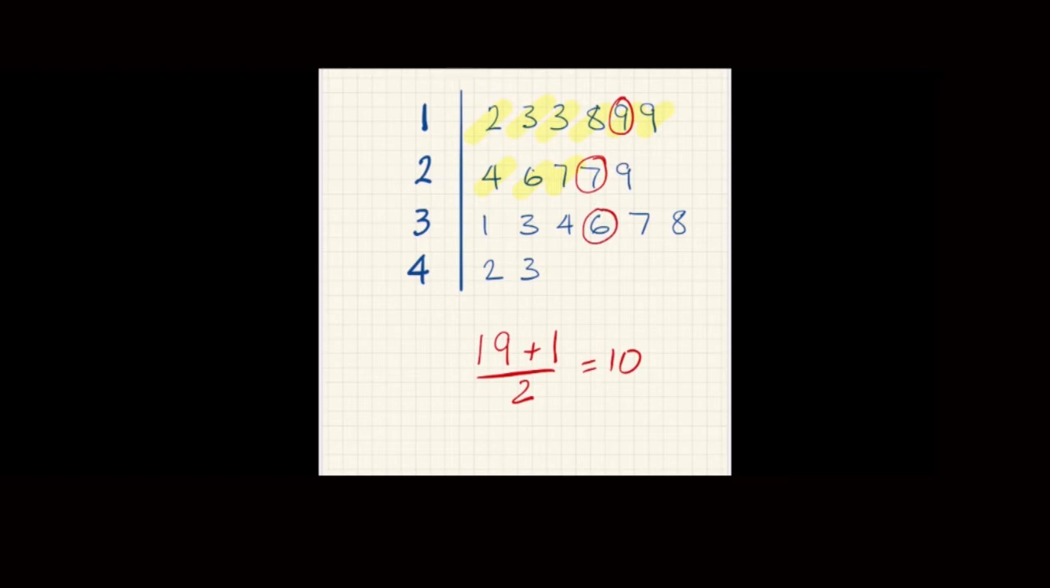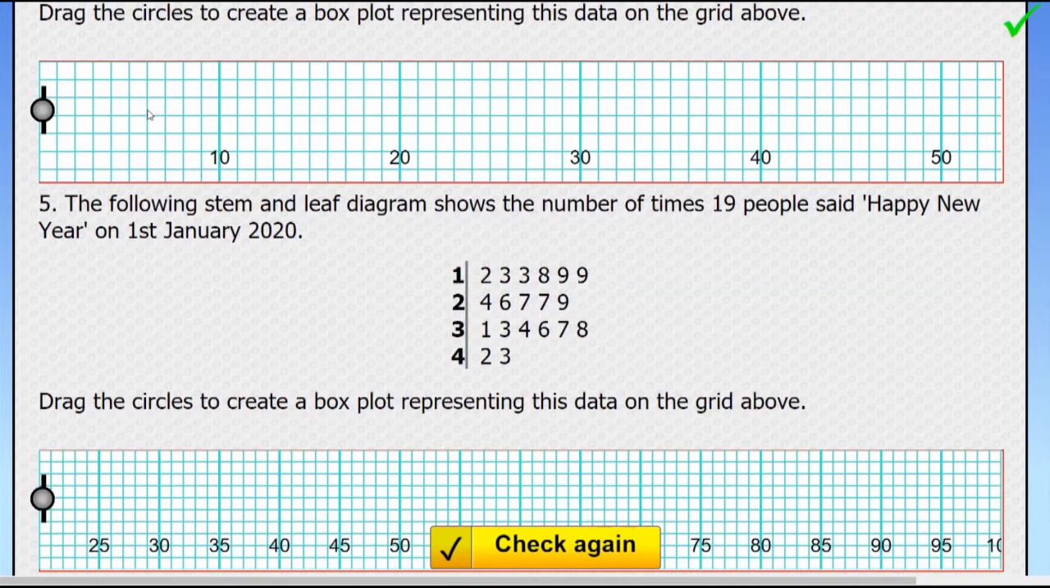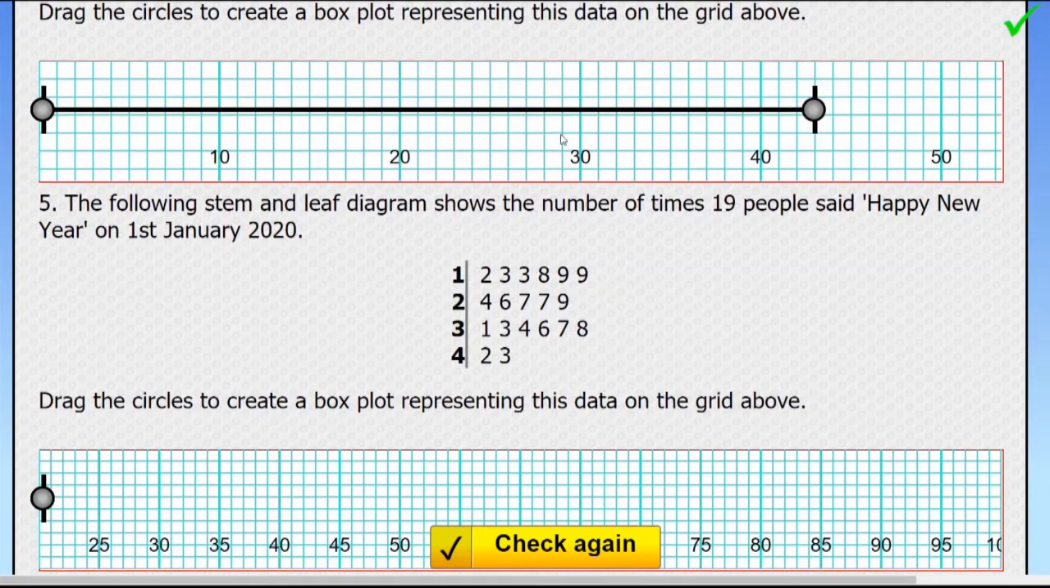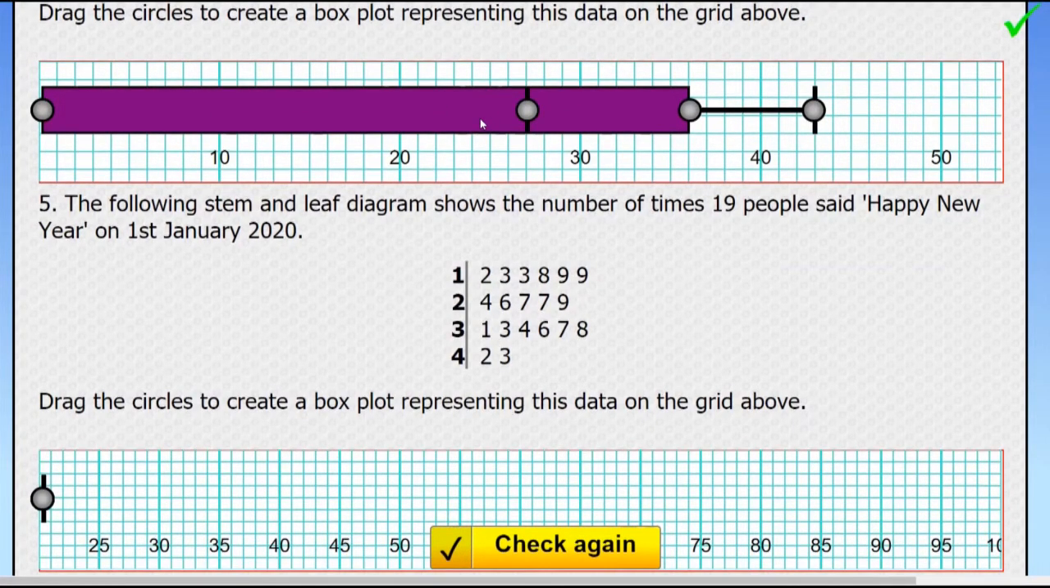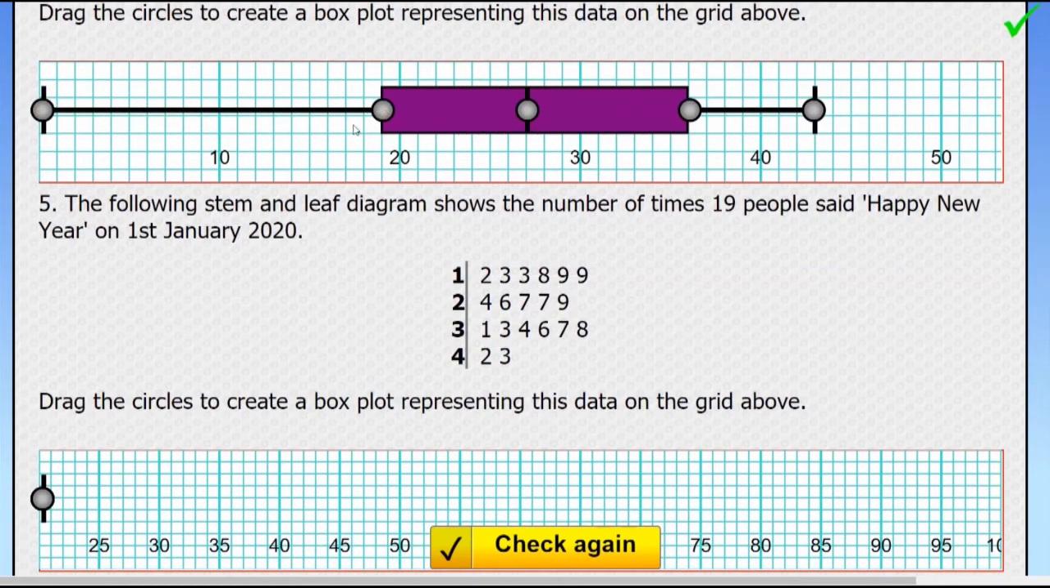So now we can go to our diagram. And we know that the maximum is 43. Then the upper quartile is 36. Then 27 for the median. 19 for the lower quartile. And 12 for the minimum. Let's check that. Yes, we've got that right.